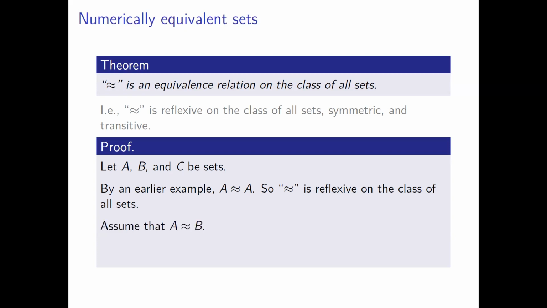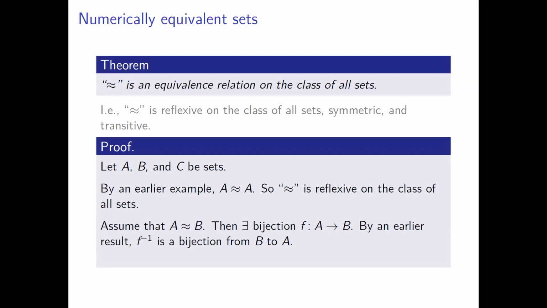To show symmetry, assume that A is numerically equivalent to B. Then by the definition of numerical equivalence, there exists a bijection F from A to B. By a result in part 4, the inverse of F is a bijection from B to A. Therefore, B is numerically equivalent to A by the definition of numerical equivalence. Hence, numerical equivalence is symmetric.